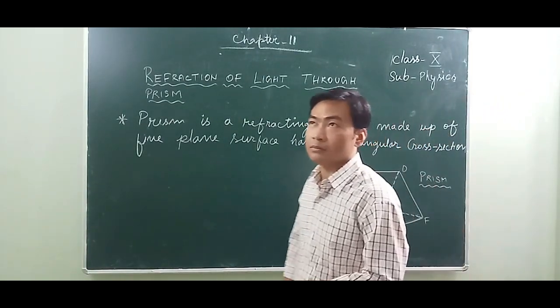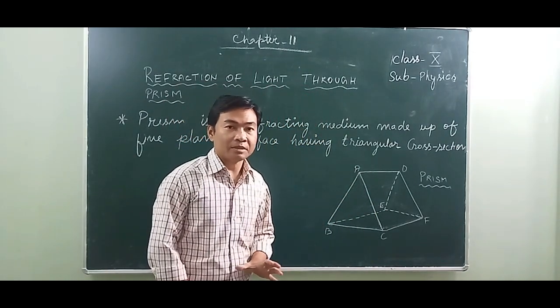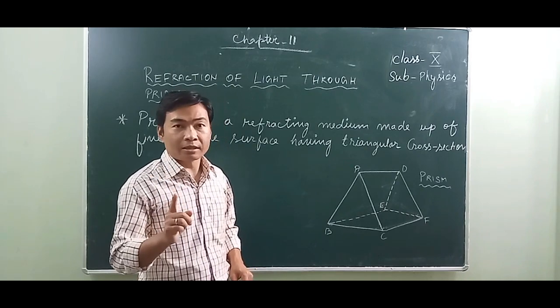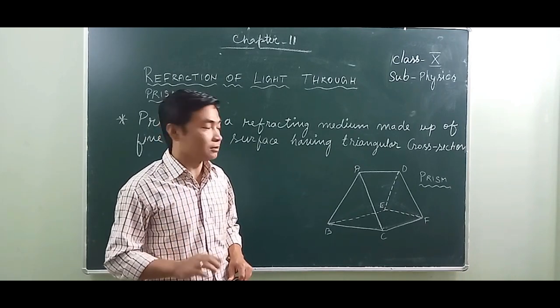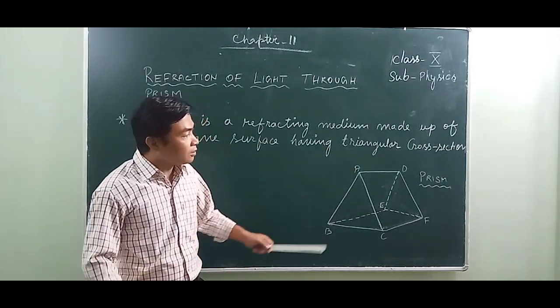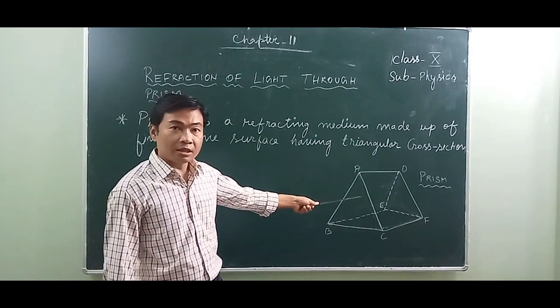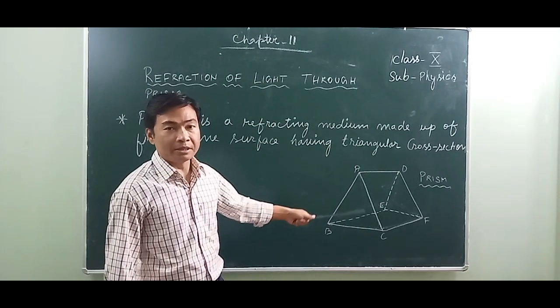Now, a refracting medium means it is a medium through which light refracts, meaning the bending of the light. If you look at the diagram on this board, this is the representation of a prism.